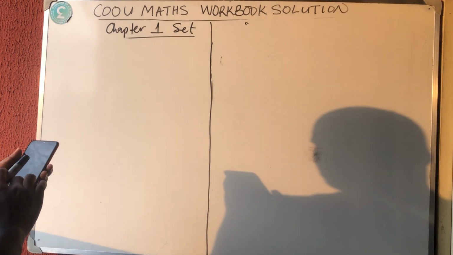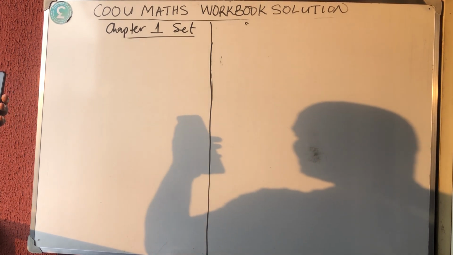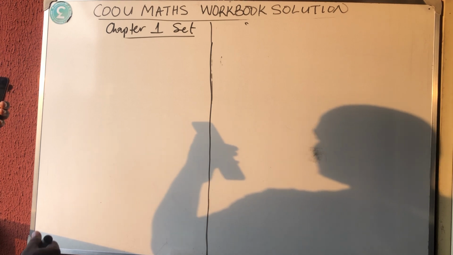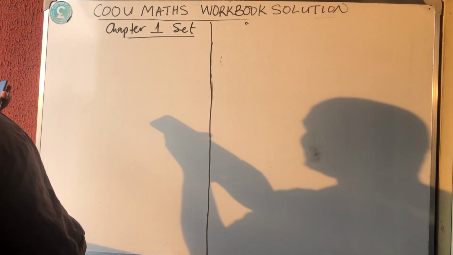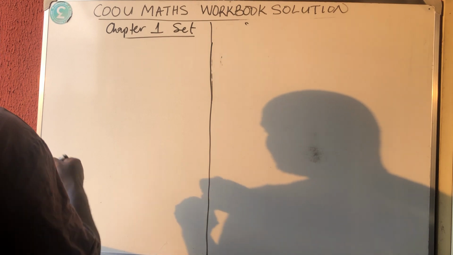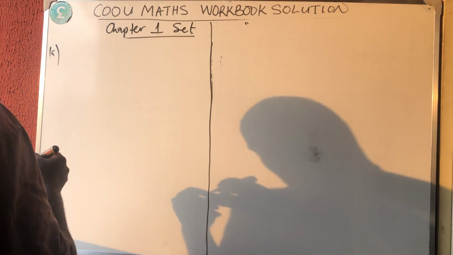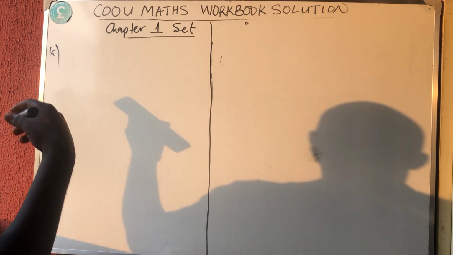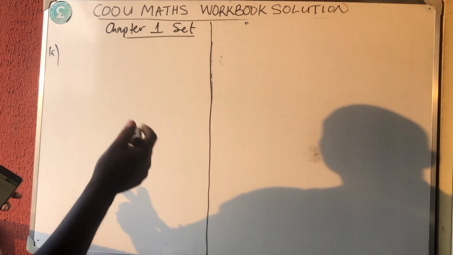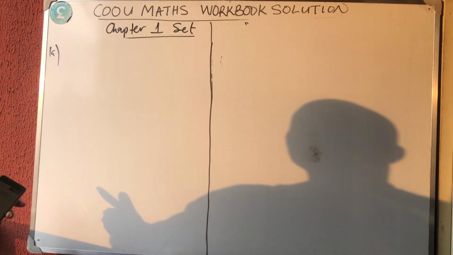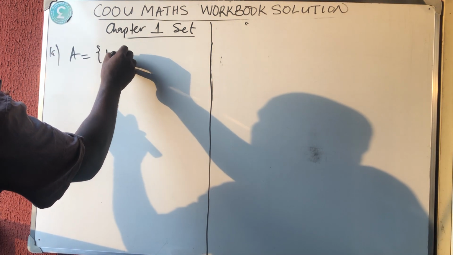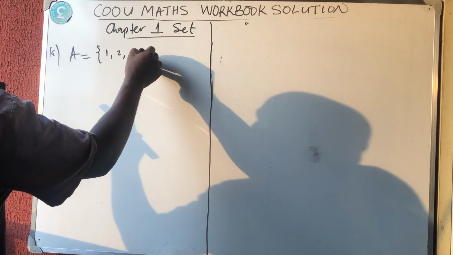So the first question said, explain and give an example in a tabular form for each of the following. 1A said members of a set, or elements of a set. Even the word itself has already explained it. If I have set A is equal to {1, 2, A, B}, something like this.